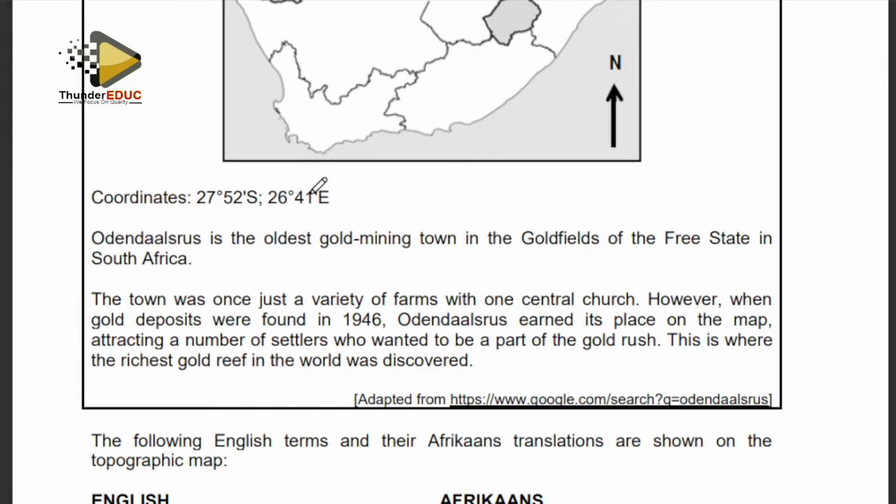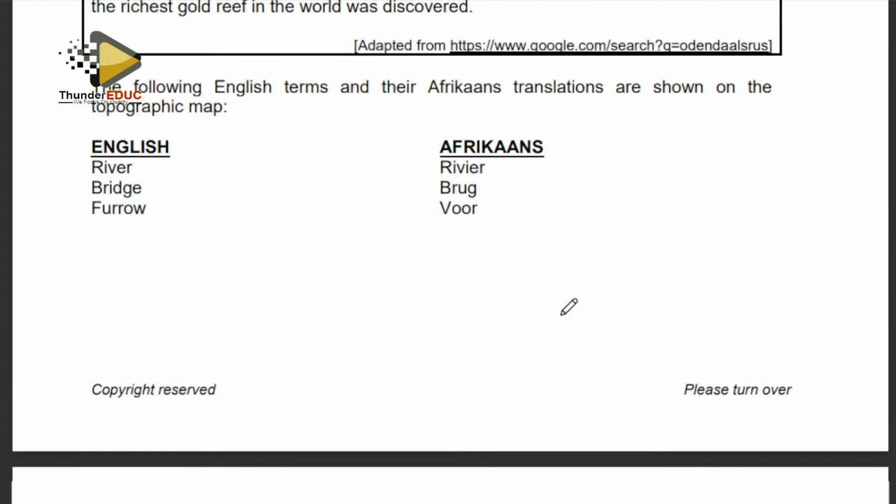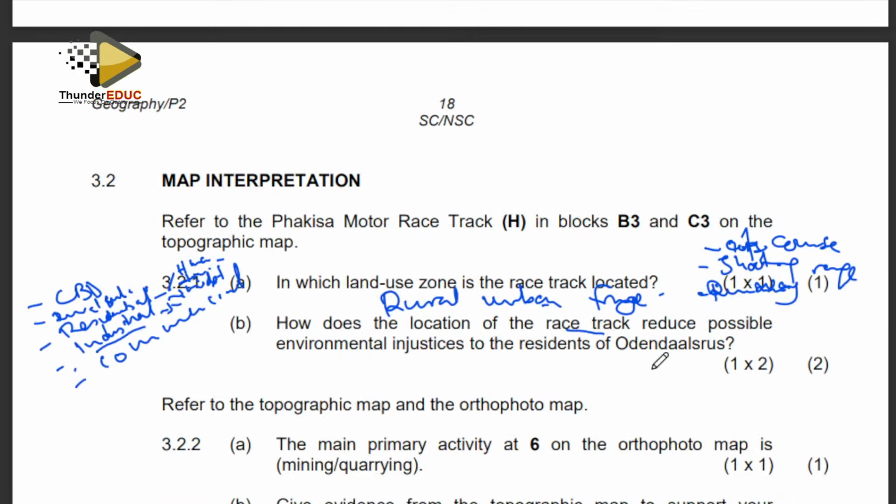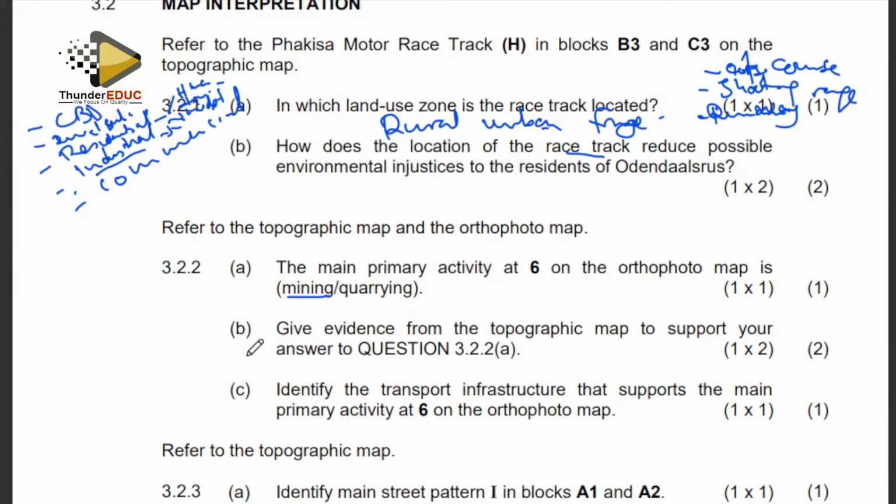But based on this, it's basically mining of gold in the town. So I would conclude my answer to say that the main activity taking place there could be the mining, not necessarily the quarrying. I don't know if you know the difference between the two. Mining is basically the extraction of minerals from nature. Quarrying is the breaking of stones for some other use. So the main activity there could be mining. What evidence is there?